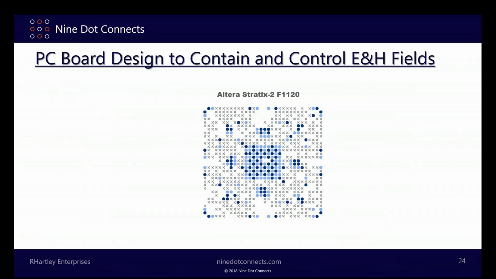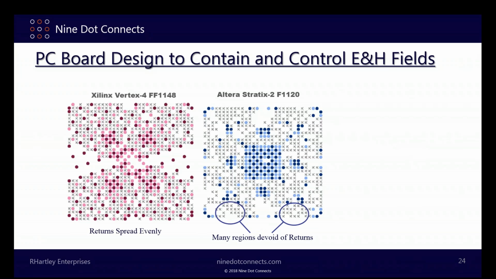Here's something that's considerably better. You can see there are many more powers and grounds in this particular package that's shown here. This is an Altera Stratix 2 FPGA. It's better than the previous ones. However, there are still regions in this part where there are not adequate powers and grounds, not adequate returns, meaning that these signals are going to use each other as a return path. They're not going to return in power or ground. They're going to use each other as a return path.